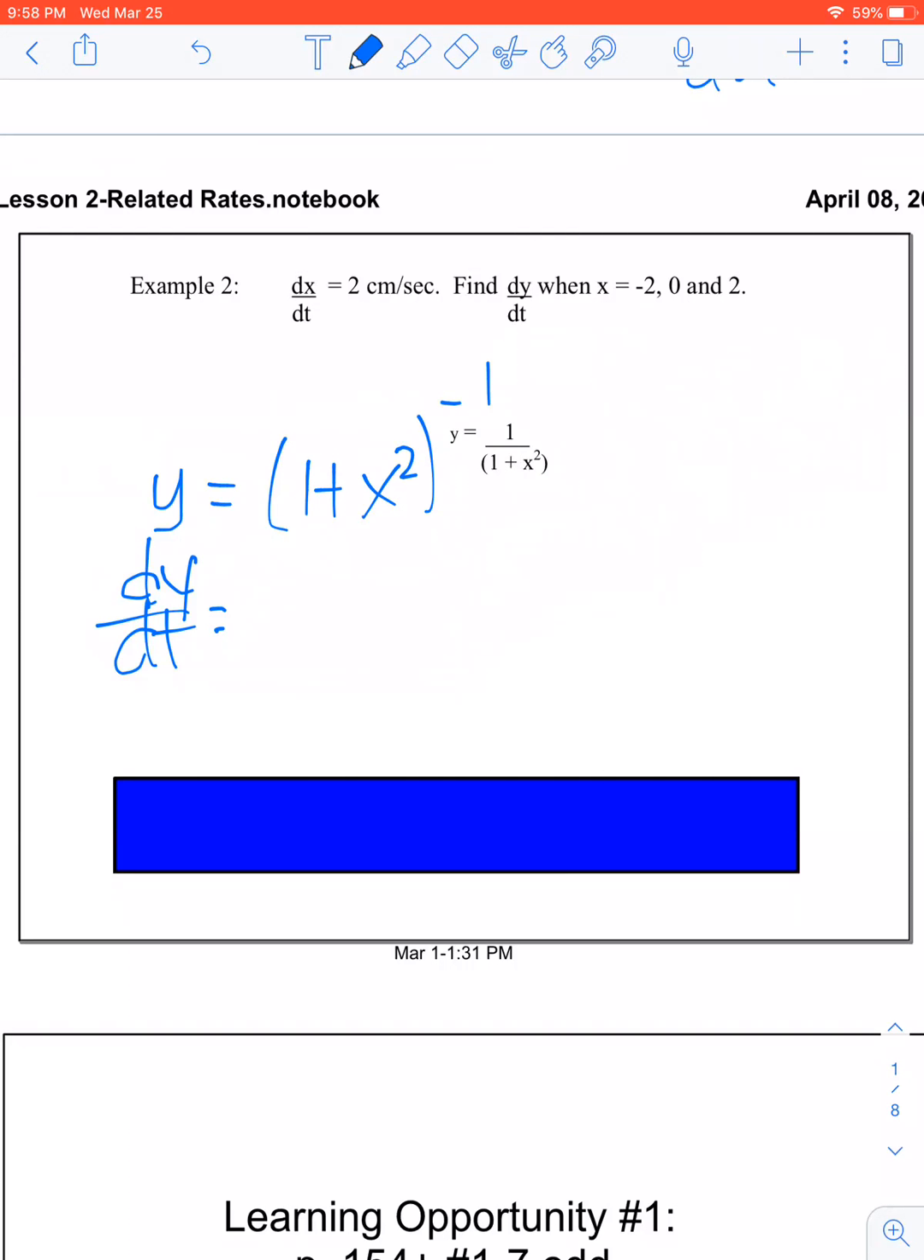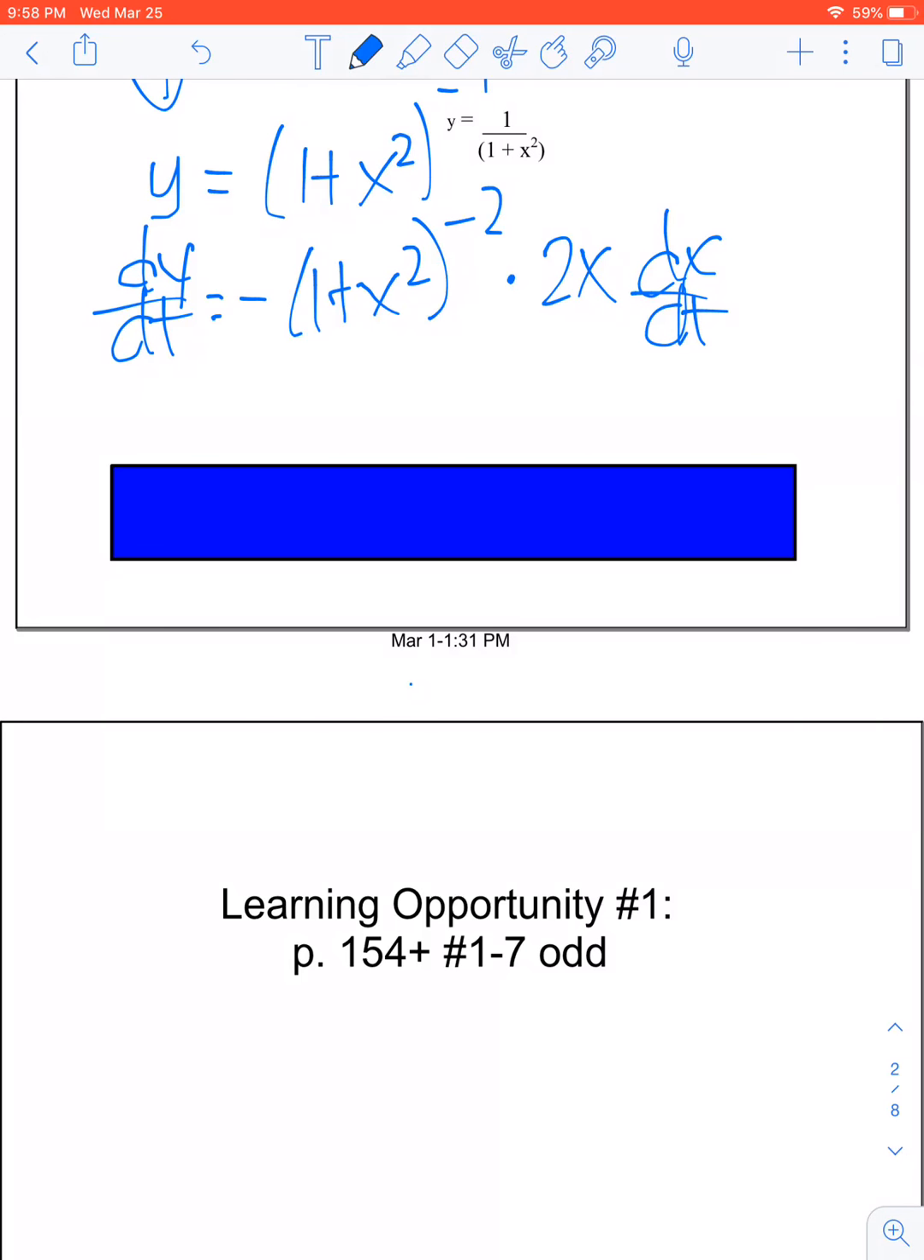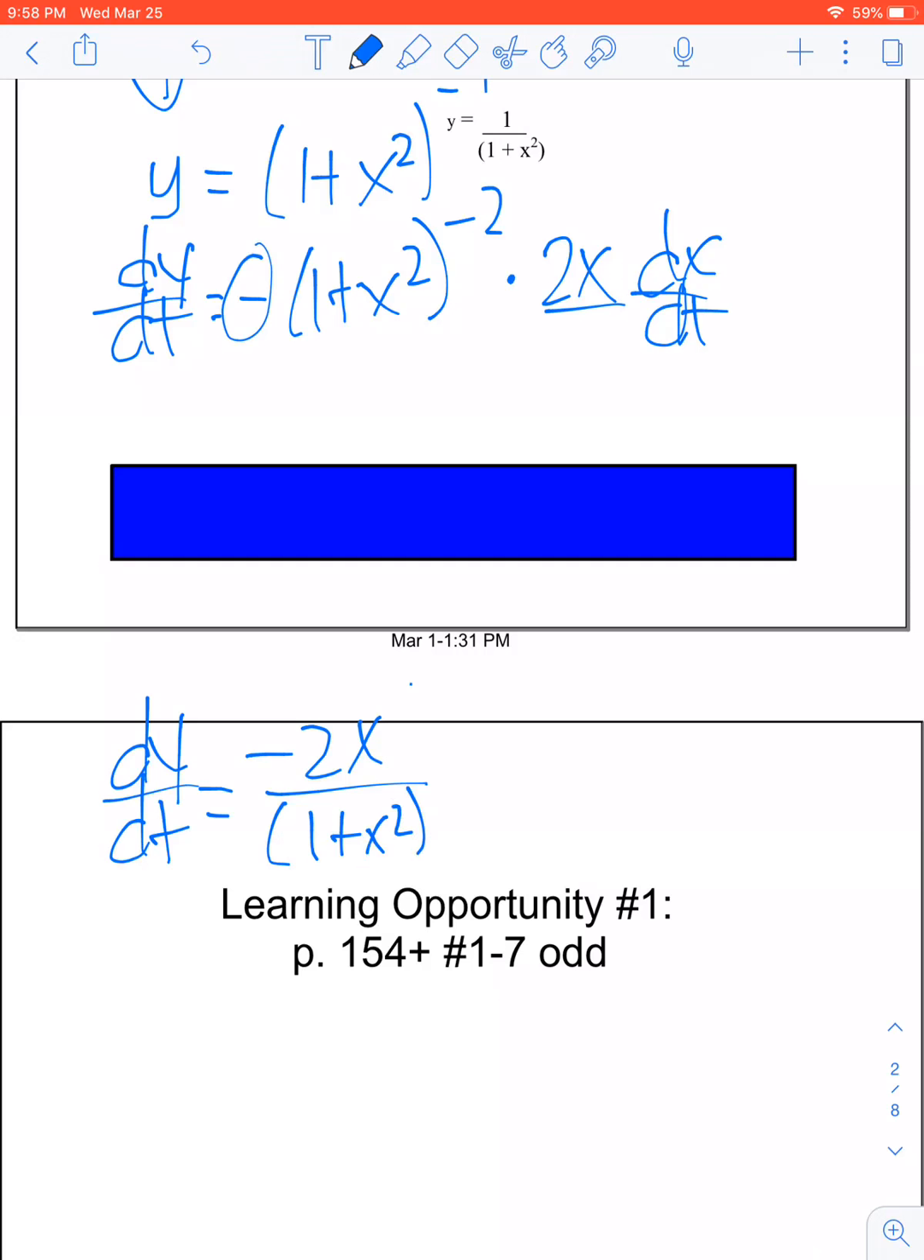Okay, here we go. So the derivative of y with respect to time is dy/dt. Then when I differentiate the right side, I do have to use chain rule. I'm going to have a negative 1, 1 plus x squared to the negative 2. That's the derivative of the outside, times the inside, which is 2x, but then chain rule again, times dx/dt. So when I write that all nice and pretty, dy/dt is equal to, I have a negative and a 2x that live on top. I'm going to have a 1 plus x squared to the second power on bottom, times dx/dt.